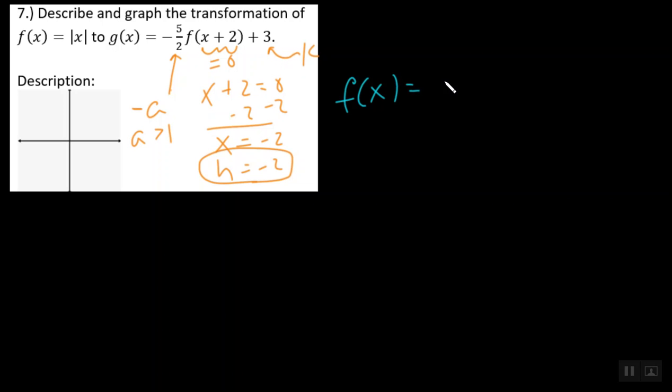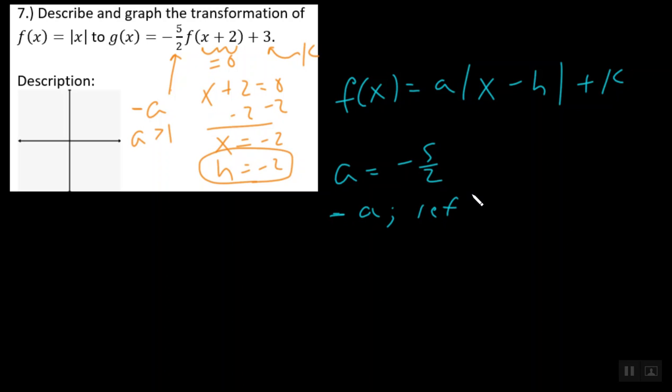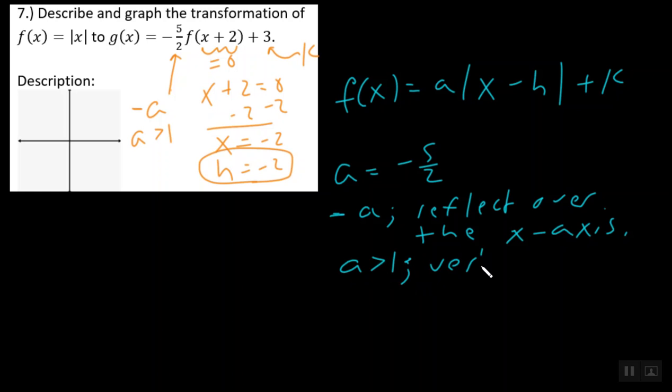All right, let's go ahead and write out our vertex form. We have f of x is equal to a absolute value x minus h, close absolute value, plus k. Now let's see what things we see. We see that when a is equal to -5/2, for a negative a, we have to reflect over the x-axis. And when a is greater than 1, remember we have a vertical stretch.